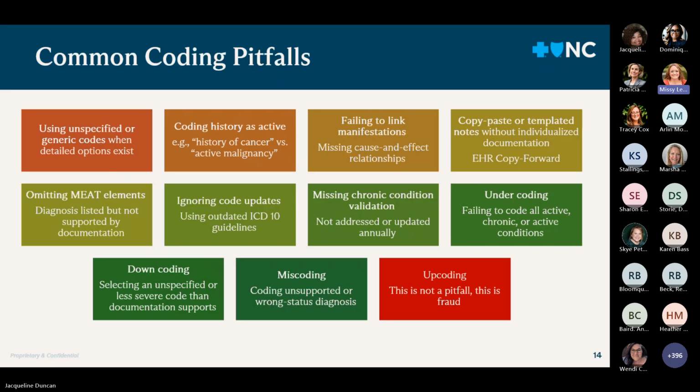Missing chronic condition validation and inaccurate coding, whether undercoding, downcoding, or miscoding, leads to lost HCCs, lower risk scores, and reduced reimbursement. These mistakes can also increase compliance exposure and audit risk. Upcoding, on the other hand, is considered fraud, and it can result in legal penalties and loss of trust. Accurate coding is essential for proper risk adjustment, compliance, and resource allocation. In the next slides, we'll look at some real-world examples and discuss their financial and compliance impact. Let's check out a few examples of some of these pitfalls.